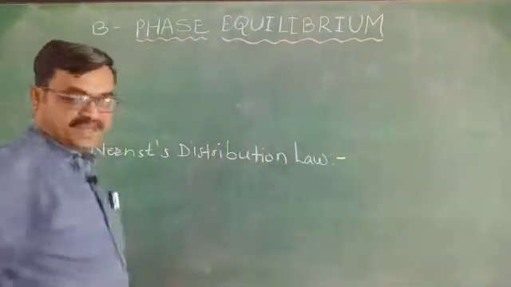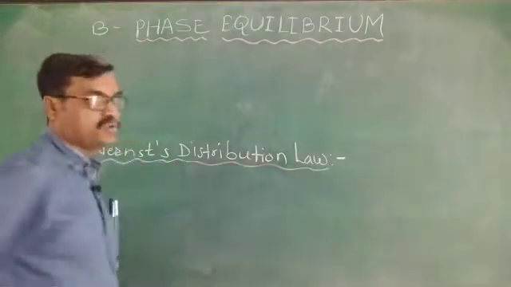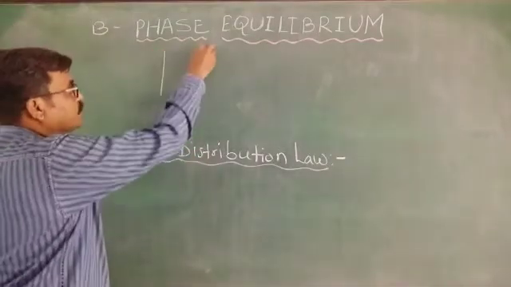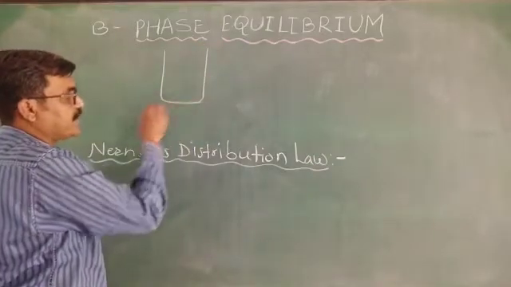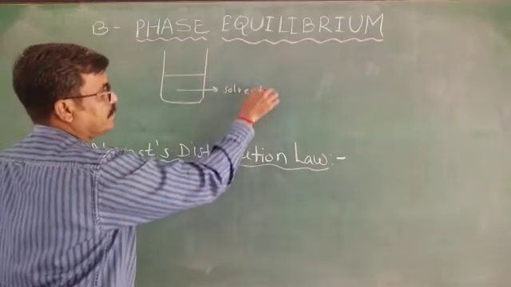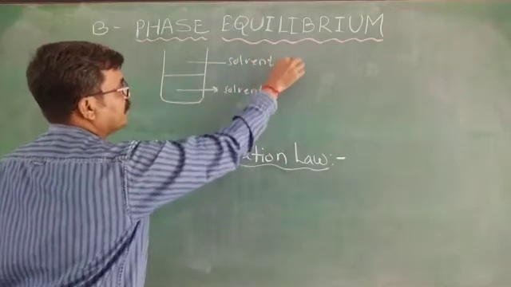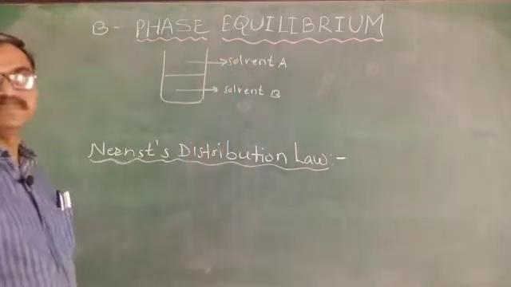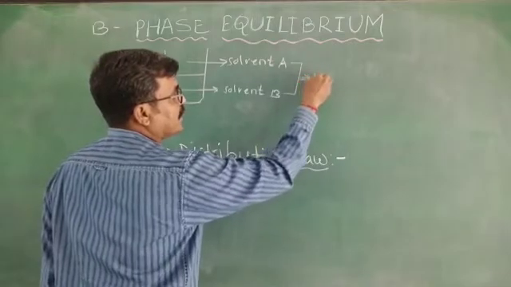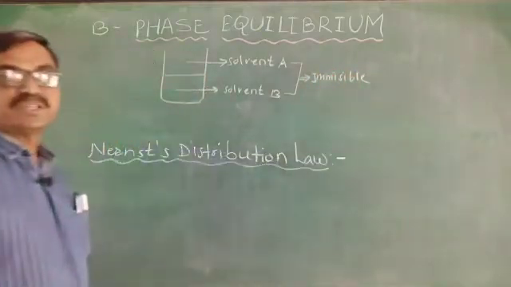Now see the first point, that is Nernst distribution law. For this you must know this concept, that is immiscible liquid. Here two solvents which are immiscible into each other are taken. Let me assume this is solvent A, and this is another solvent, solvent B. These are two different solvents A and B, and let me assume these two solvents are immiscible, or they cannot mix into each other.